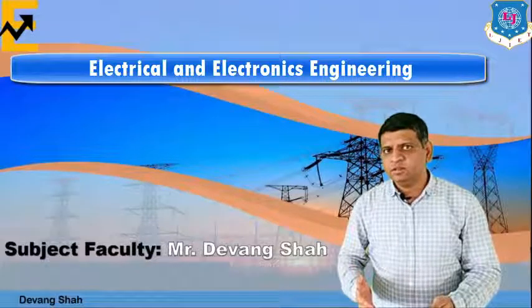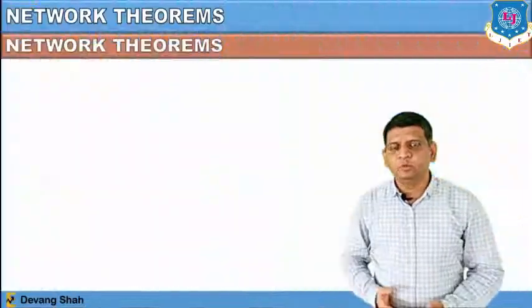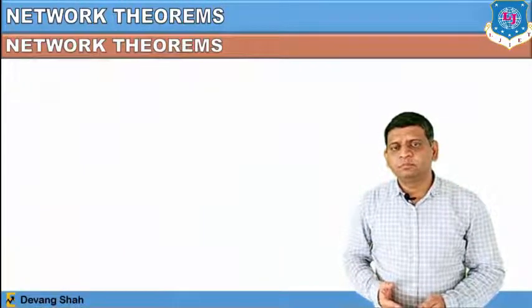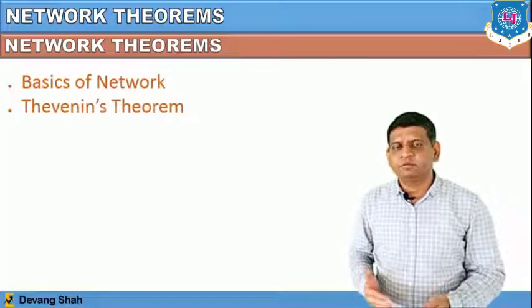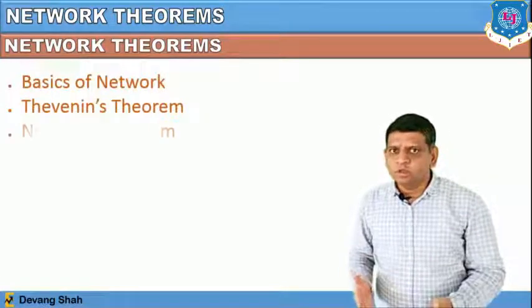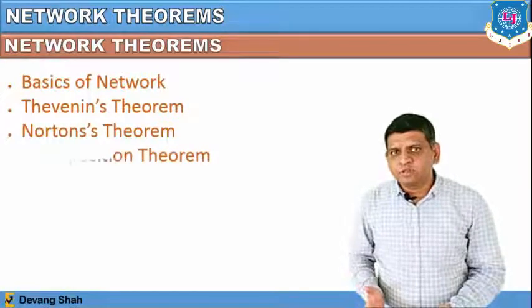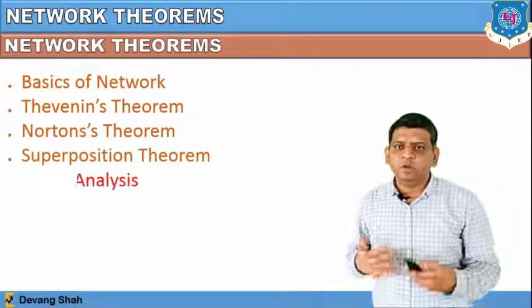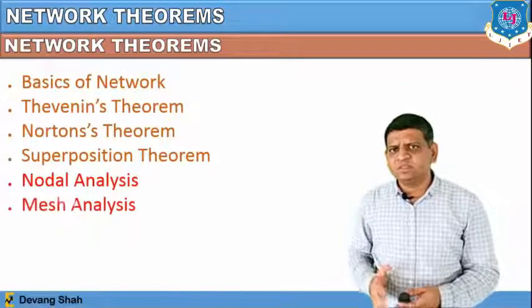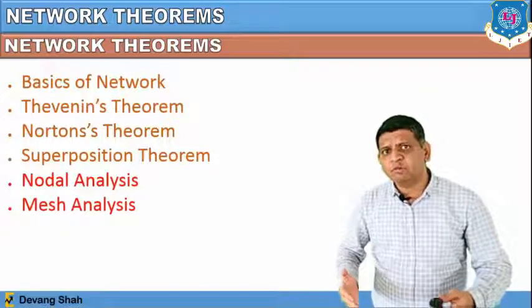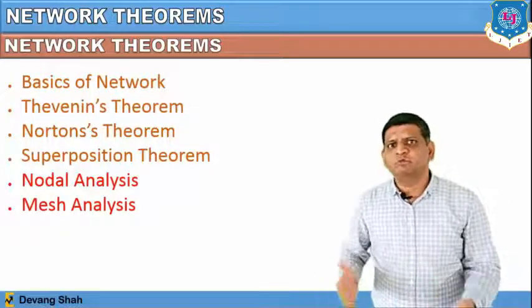We have been learning the subject basic electrical engineering. We were studying about network theorems, so basics of network, then Thevenin theorem, Norton theorem, superposition theorem. After that, we need to learn about the nodal analysis and mesh analysis. Now, these are nothing but the extended version of Kirchhoff current law and Kirchhoff voltage law, right?